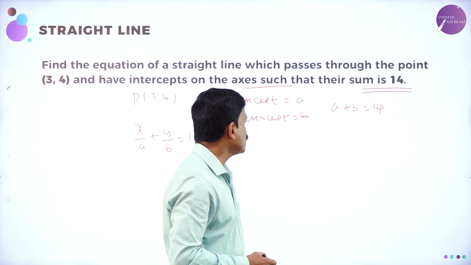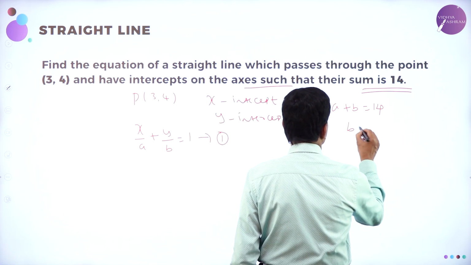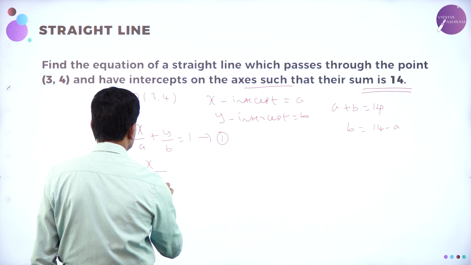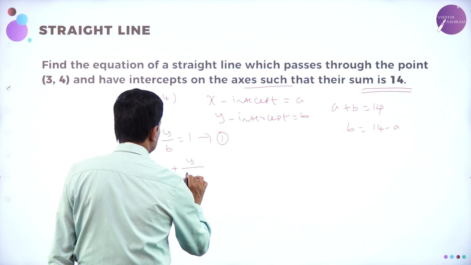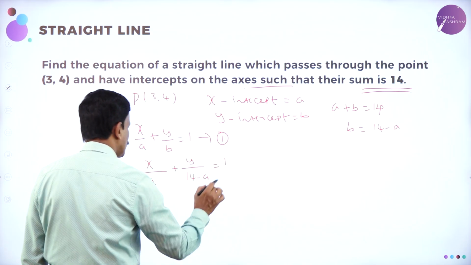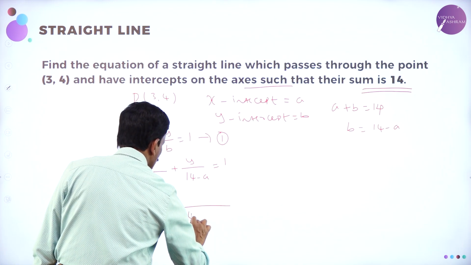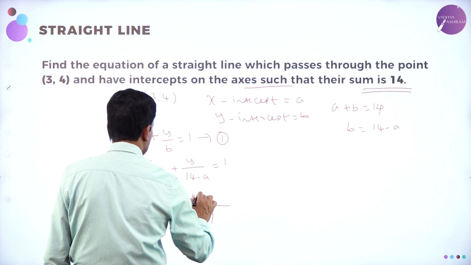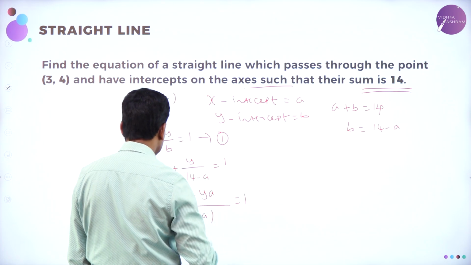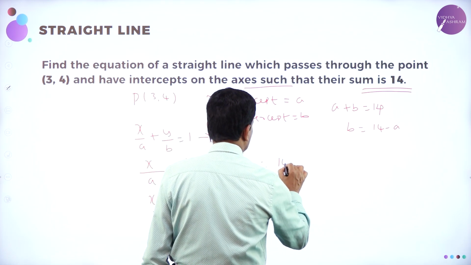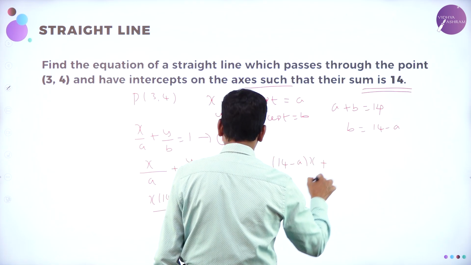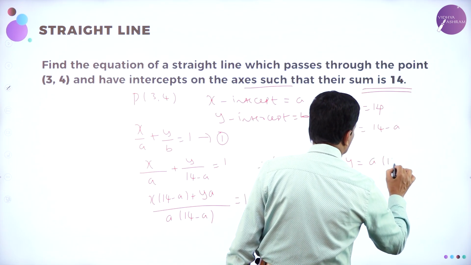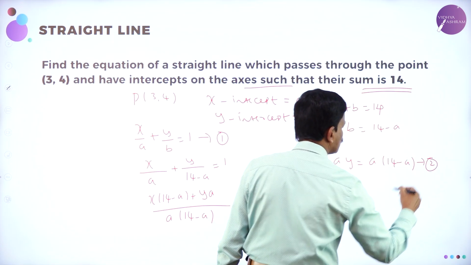Okay. Now, A plus B is equal to 14. What is B from this? B can be written as 14 minus A. Substitute here. This equation becomes x divided by A plus y divided by 14 minus A is equal to 1. Take the LCM, A into 14 minus A is the LCM. Cross multiplied, x into 14 minus A plus y into A is equal to 1, or we can also write 14 minus A into x plus A into y is equal to A into 14 minus A. Let us represent this as equation number 1.